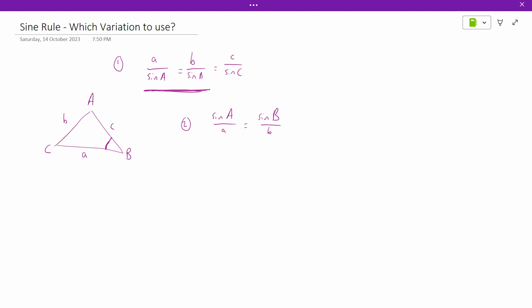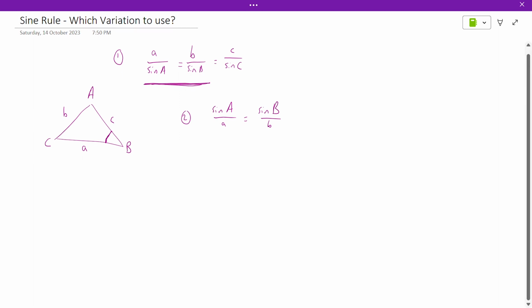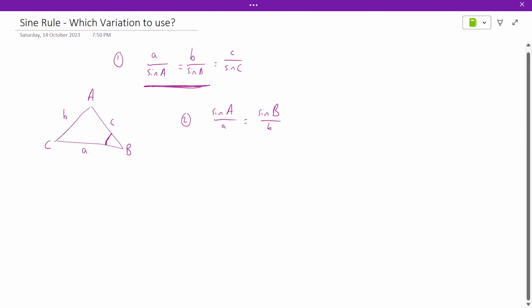So, a quick little recap. If you're trying to find a side length, you're using the formula with the side length as the numerator, or the top of the fraction. If you're trying to find an angle, you're using the formula with the angle as the numerator of the fraction, or the uppercase letter. Okay? Now let's look at how this first equation actually turns into this second equation.